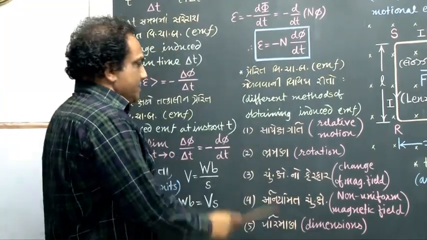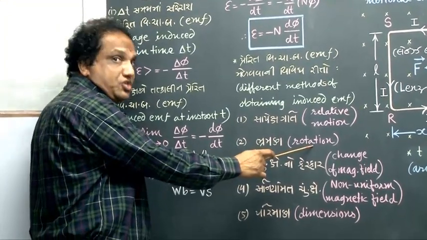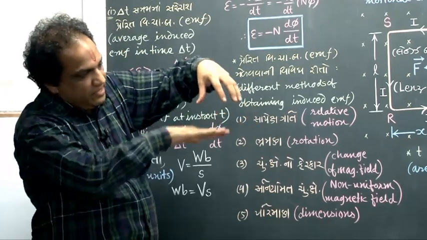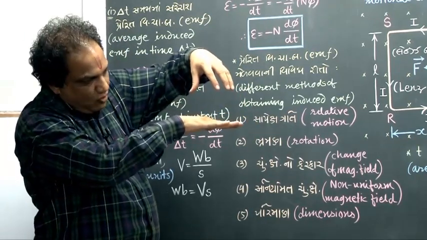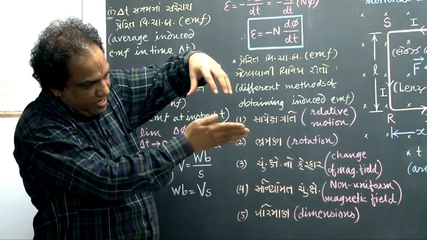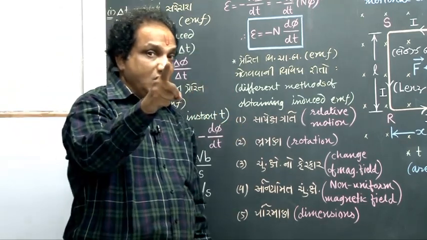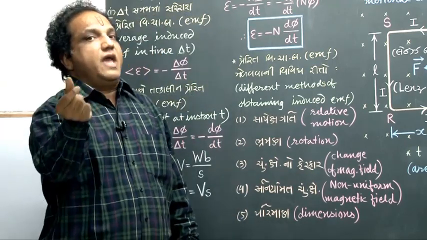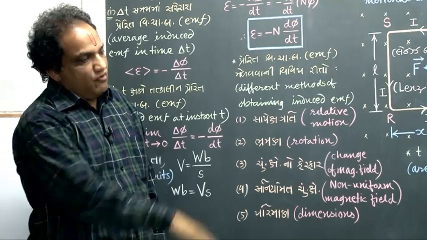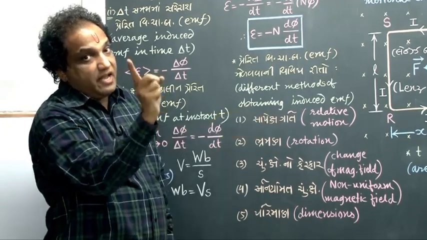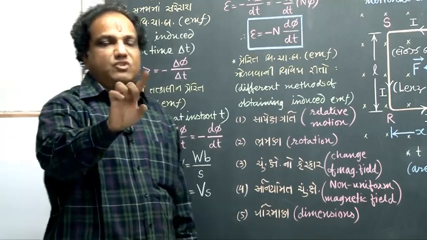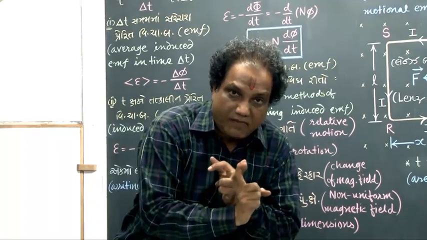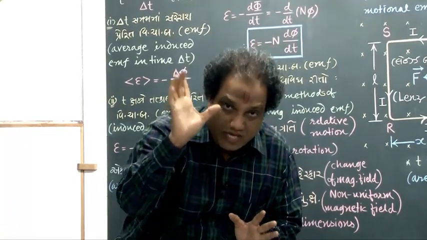Second is by way of rotation. Suppose you have a stationary magnetic field, and in that you have some coil, and you rotate that coil. You know the formula of magnetic flux, phi equals AB cos theta. But what was that theta? The angle between vector A and vector B. When you rotate the coil constantly, that angle keeps on changing. When theta is changing, naturally phi will change, and because of the change in magnetic flux, you will get induced EMF.